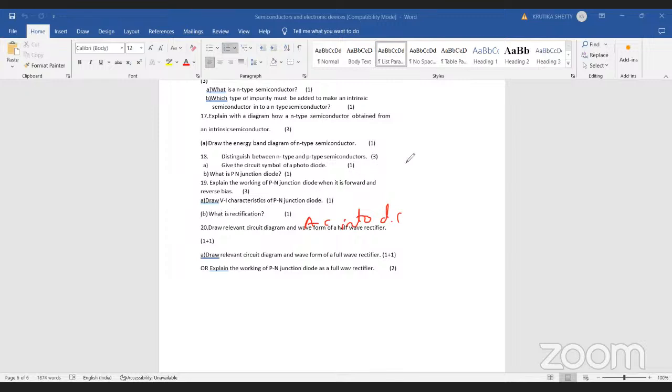Draw VI characteristics of a PN junction diode: here this is the voltage and this is the current. This is delta V and this is delta I. Okay, here you are showing the voltage, this you can write as the cut in voltage. It is called as the cut in voltage. This is in case of the forward biasing. And the reverse biasing comes in the third quadrant.